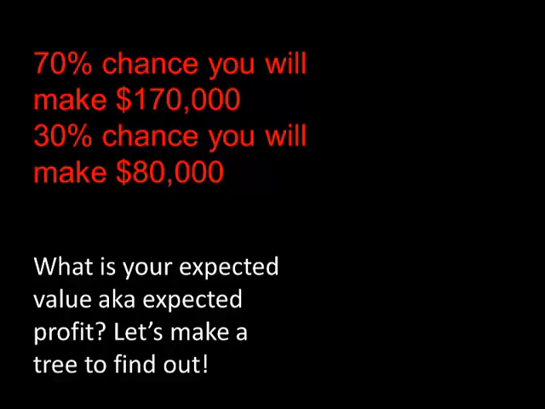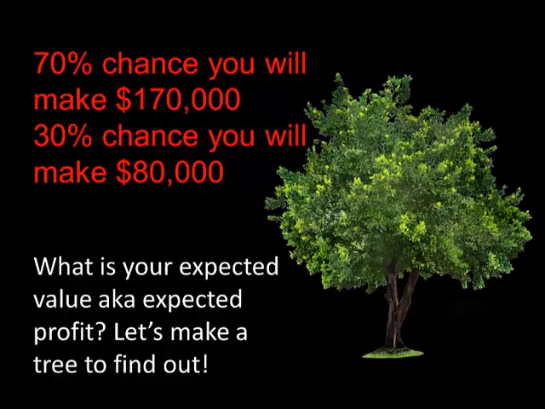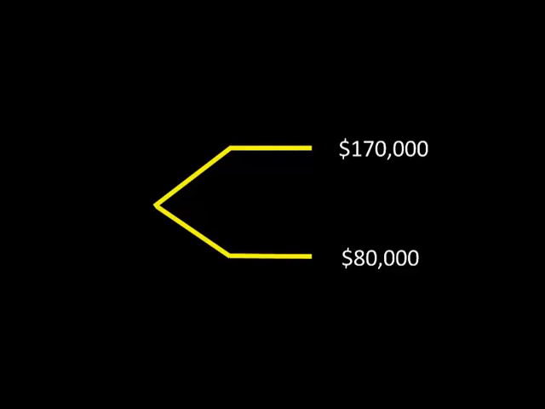Well, let's make a tree to find out. Not this kind of tree, but it's going to be kind of a stick tree here. All right, let's start off with those numbers. Remember the numbers again? $170,000, that's kind of the top end of what you're going to make. And then $80,000, that's kind of your, I guess, worst case scenario. You're going to make little branches. Again, we're making our little tree here, because these are really our two outcomes that can happen. And then we're going to assign some probabilities to those branches.